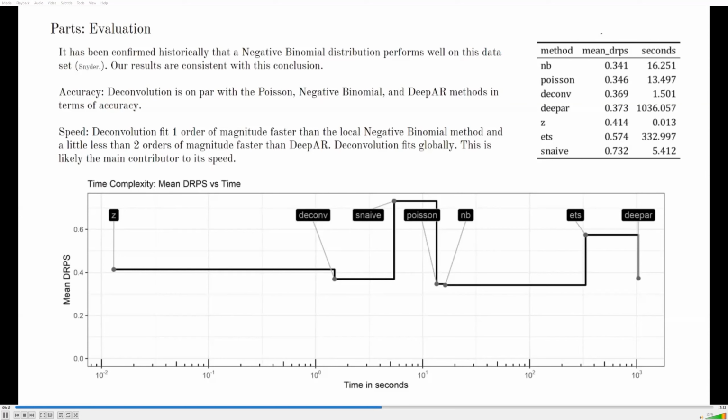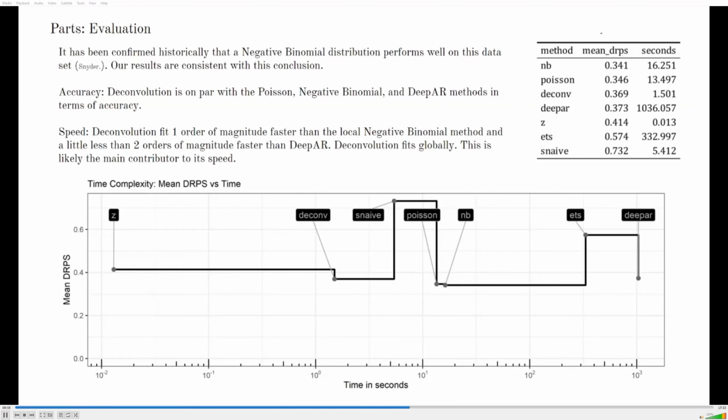So the first column is mean DRPS, and the second column is seconds, and all the methods are sorted by mean DRPS. So we're seeing that negative binomial performs best, followed by Poisson, deconvolution, deep AR, and so forth. What I was seeing here confirmed the same results that Snyder was seeing, that the negative binomial distribution is an excellent distribution for forecasting on this parts data set. And so my results were very similar to his. Second, what we're seeing is that the accuracy of deconvolution is on par, I would say, with the Poisson, negative binomial and deep AR methods.